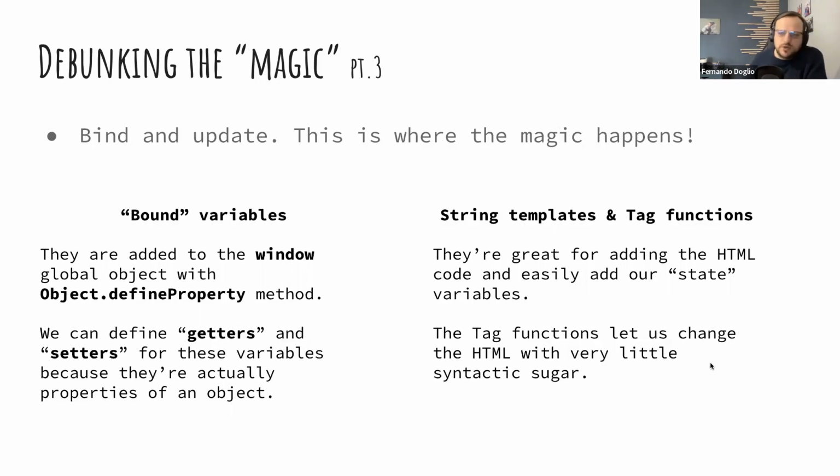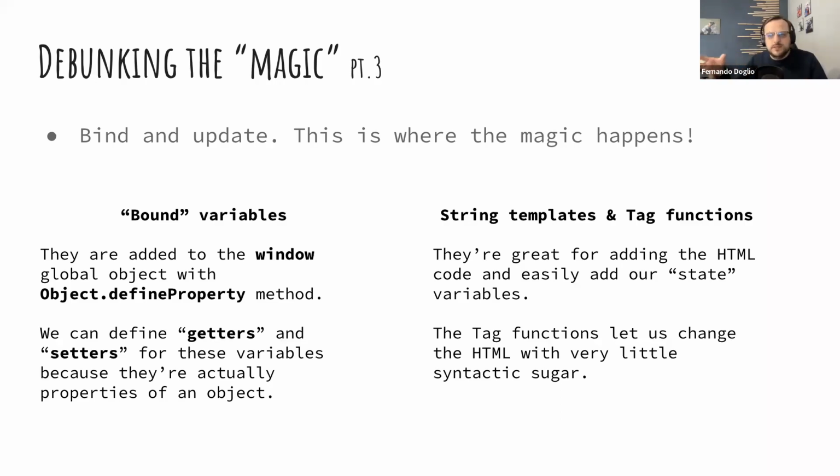And the more interesting part is binding and updating, and that is where all the magic happens, let's put it that way. So binding variables, or keeping a variable value synced with the front end, we do it through Object.defineProperty. Let me backtrack a bit and explain why I'm doing this. In JavaScript, a variable is nothing but a simple container. You can add things to it, but you can't really affect the way you read it or the way you add things to it.